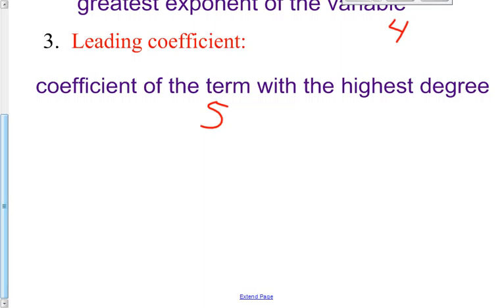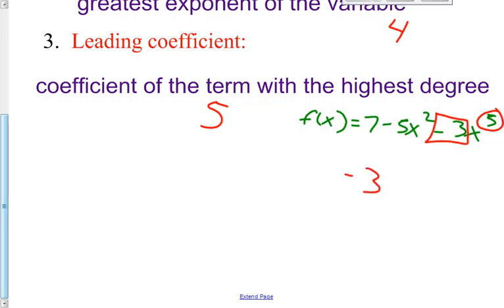Now they might throw some trick questions at you, if they were to say f of x equals 7 minus 5x squared minus 3x to the fifth, what is your leading coefficient? Well, your leading coefficient is the number in front of the term with the highest degree. So your degree is 5, so what is your leading coefficient? Your leading coefficient is the negative 3 in this case. So just remember, go to the highest degree, and then it's the number right in front of that variable. That is the leading coefficient.